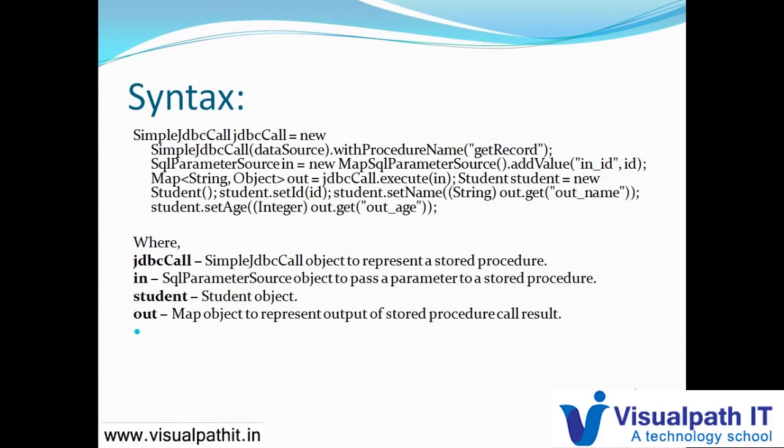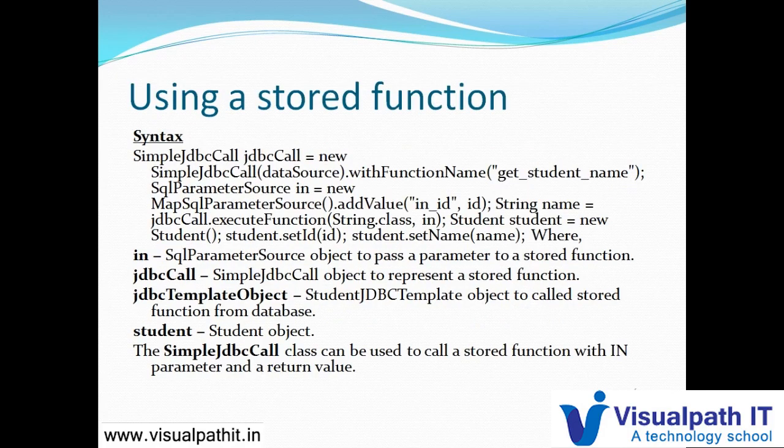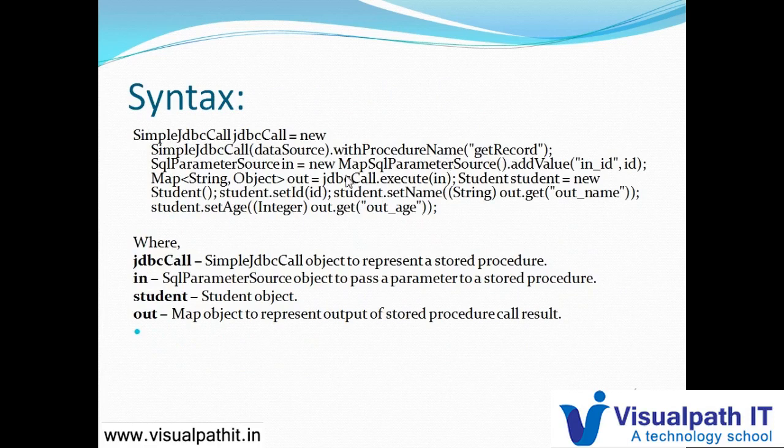First let's see how we are calling the stored procedure. Here we have the SimpleJdbcCall object, which represents the stored procedure name. Here the stored procedure name is very important. In the stored function we have the function name. That is the only difference. Apart from that, all other things remain the same. Here we are also using the addValue method, which inserts the details of the student record.